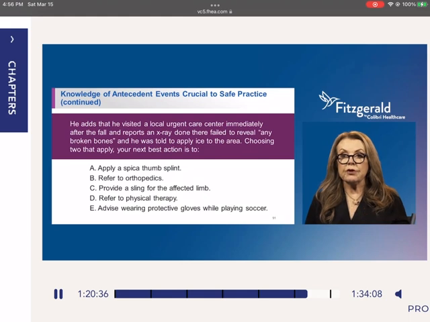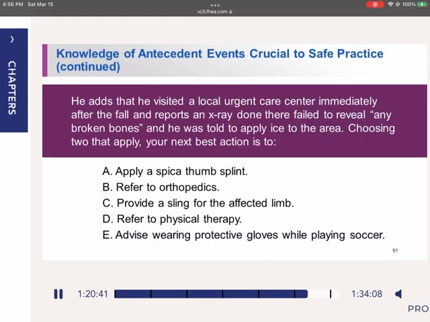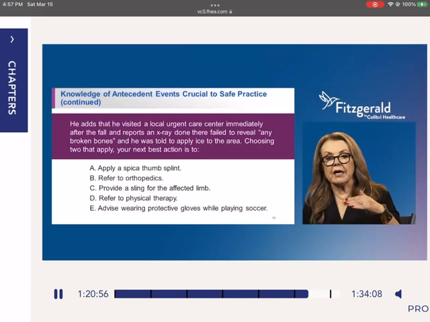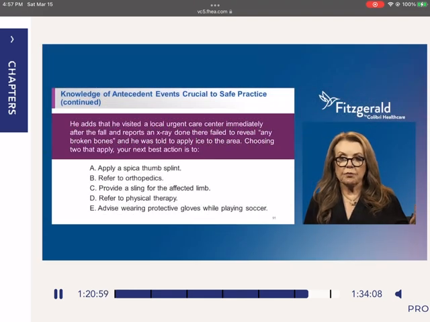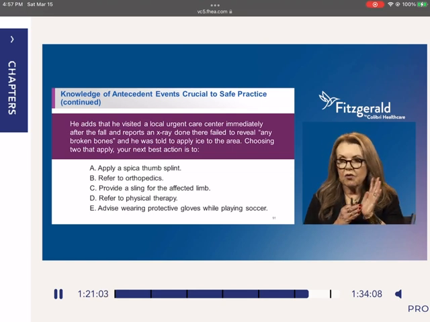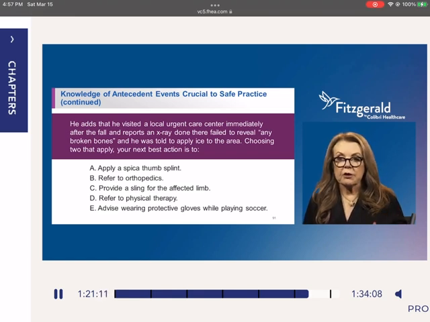Choosing two that apply, your next best action is to A, apply a spica thumb splint, B, refer to orthopedics, C, provide a sling to the affected limb, D, refer to physical therapy, E, advise wearing protective gloves while playing soccer. Well, let's take a look at the bottom one, E, protective gloves while playing soccer. That might help avoid a scrape injury, an abrasion, something like that, but it wouldn't have made any difference on this. D, refer to physical therapy.